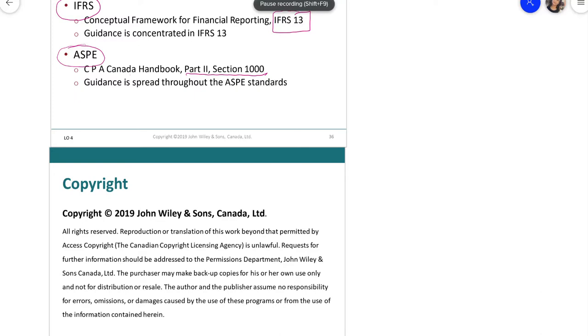Measurement. We have covered the measurement of our financial statement elements. In my next recording I will do the questions at the back of the chapter.